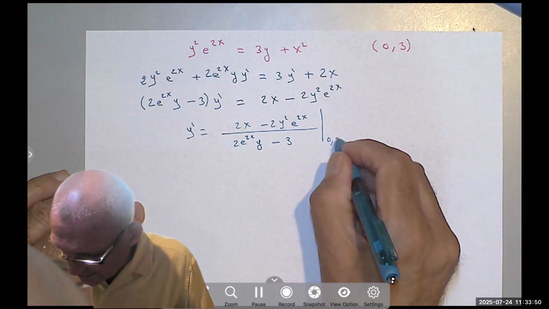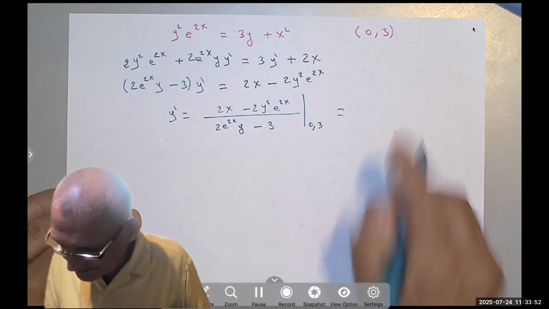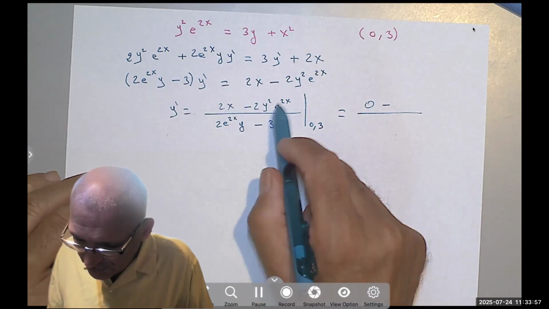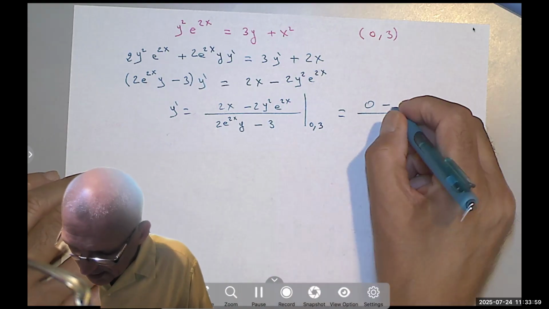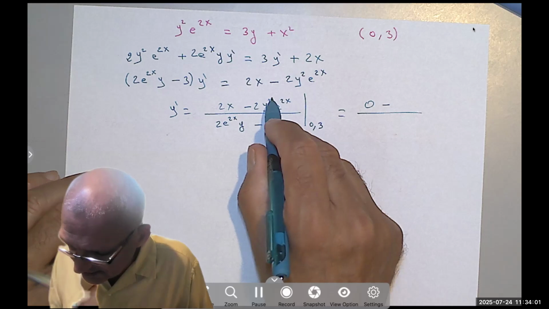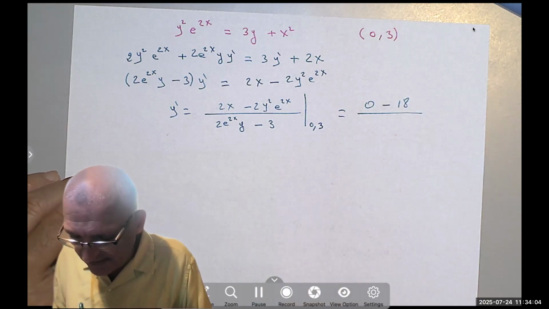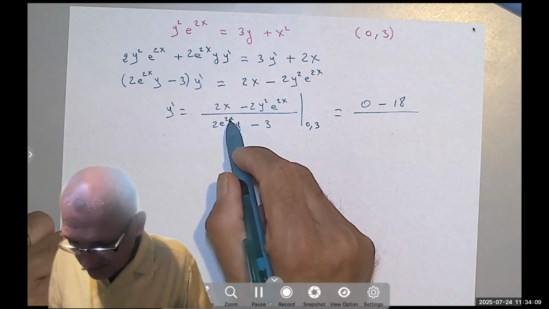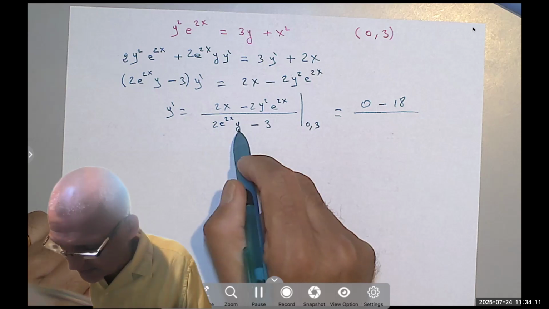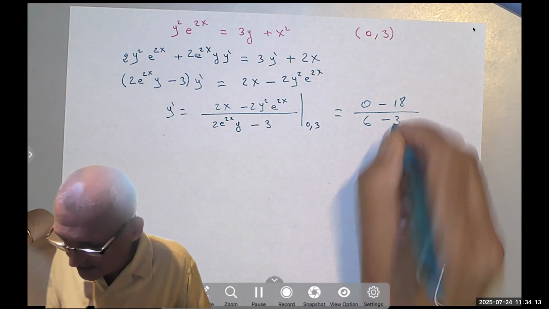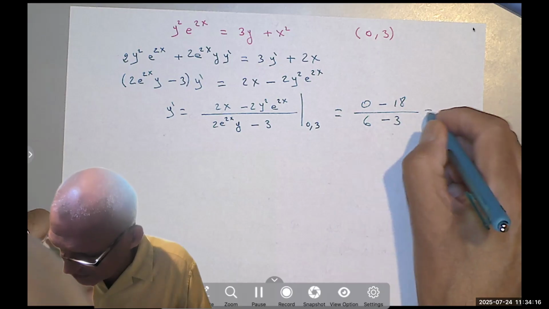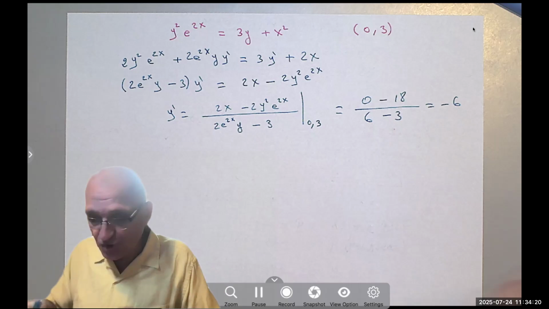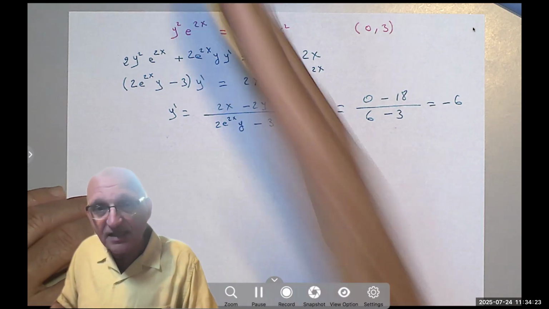Evaluated at (0, 3), what do you get? 2 times 0 is 0, minus e to the 0 is 1, 3 squared is 9, times 2 is 18. At the denominator, e to the 0 is 1, times 2 is 2, times 3 is 6, minus 3. So I get negative 18 over 3, which is negative 6. Okay? That's the slope. So the slope is very steep going down.